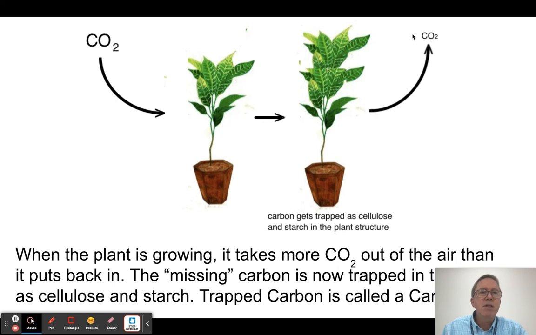And where is this missing carbon? I brought in all this carbon. Where did it go? It went into making the cellulose of the plant tissue. So what we find then is you can think of growing plants as trapping carbon or storing carbon, and we call this a carbon sink.